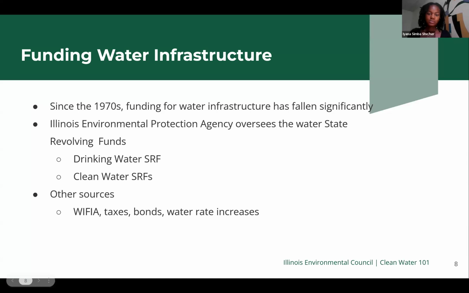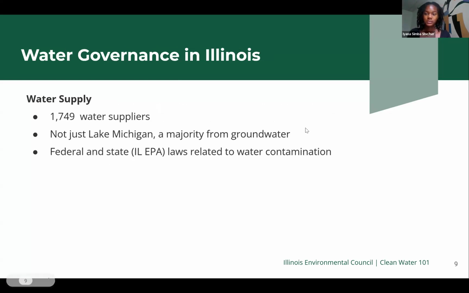Other sources of water funding are WIFIA. So there's direct grants or loans that municipalities or water utilities can apply for straight from the federal government. And then, of course, some less favorites are taxes, bonds, and water rate increases. Next slide, please.